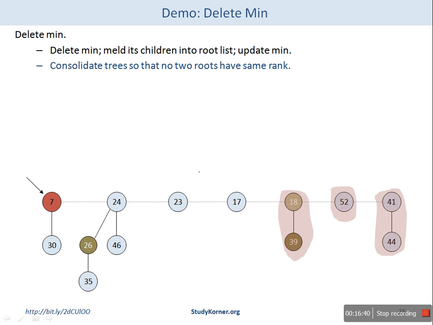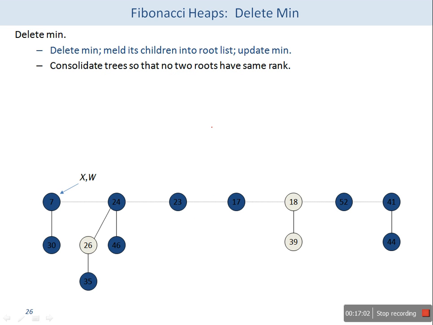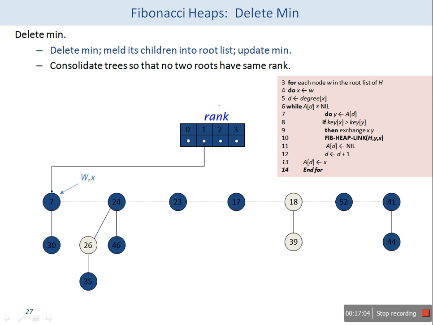Then we consolidate the trees so that no two roots have the same rank or degree. So we apply the consolidation function on this heap h. This is the first change in the data structure, the change in the potential. Then we apply it on this modified version of the heap. For the consolidation, we require an auxiliary array A; these are the degrees D, and these are the pointers.